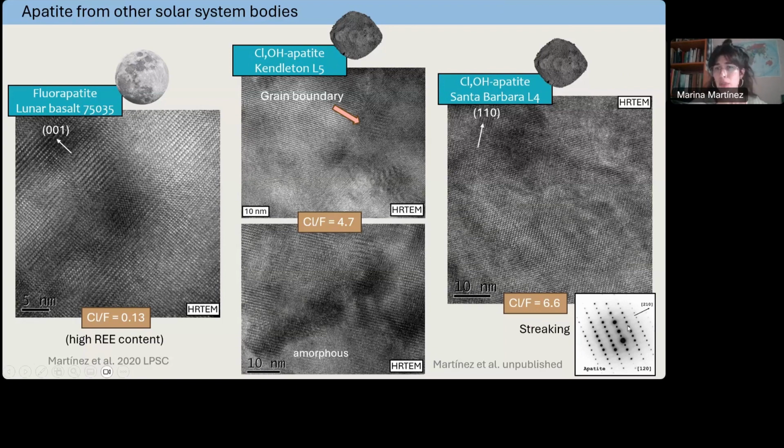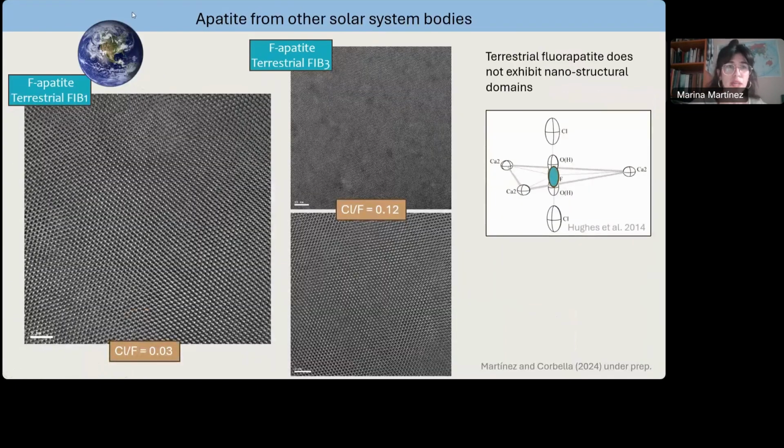And we could see also some streaking in the diffraction pattern. And these are basically chlorapatites, really rich in chlorine, which is the critical element. Then just to finish this part, apatites from a terrestrial setting, we can see there's absolutely no microstructures. The high resolution TEM images are really uniform and beautiful and nothing. That's because if you can see the chlorine to fluorine ratios, it is basically pure fluorapatite, and so fluorine fits happily into the mirror planes.